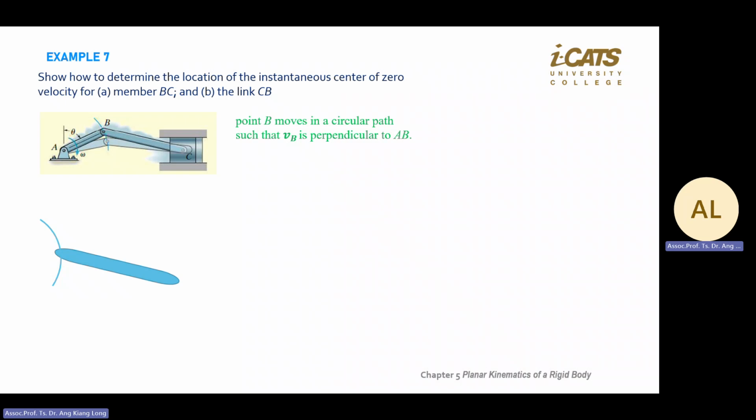You should be able to draw. B, where is the vector? Velocity vector. Go down, because it rotates down. It rotates down, rotates down. So velocity goes here. Point C, velocity is going in the x direction, to the right.